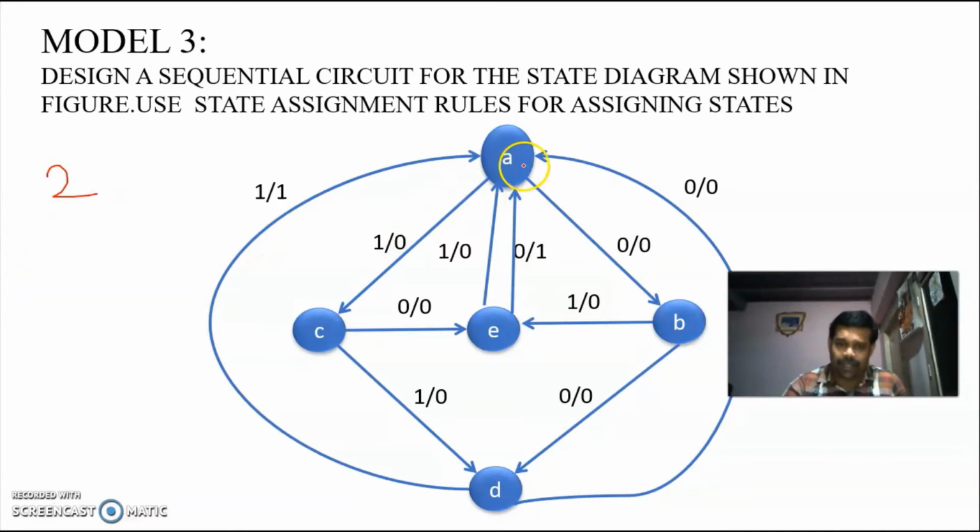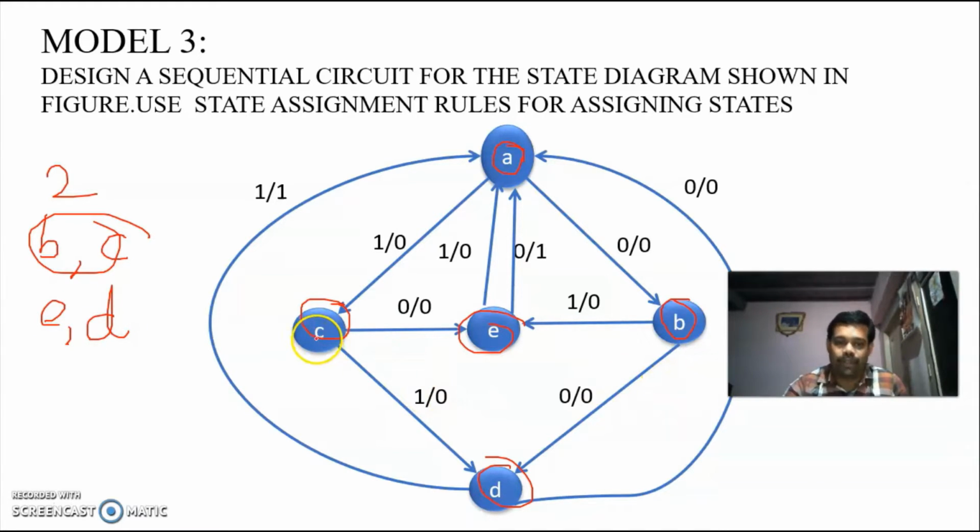So you consider state A. From A, the next states are C and B. So B and C should be placed in the nearer cells of the K map. Similarly, you take B. From B, the next states are E and D. So E and D should be placed in the nearer cells of the K map. Now you go to C. C's next states, E and D, should be placed in nearer cells in the K map.